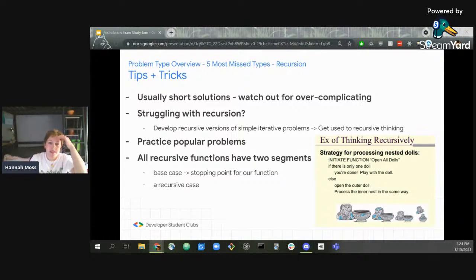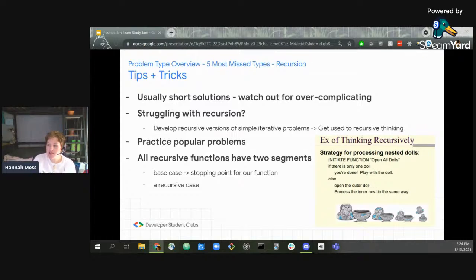So here are some tips and tricks which help me with recursion problems. So first off, solutions to recursion problems are by design usually fairly short. So if your solution is getting really long, you might be overcomplicating the problem. So watch out for that. Next, if you're struggling a lot with thinking in a recursive way and finding recursive solutions, try developing recursive solutions for problems which you have previously solved iteratively without recursion. So this will get you in a recursive mindset using easy problems that you really already understand.